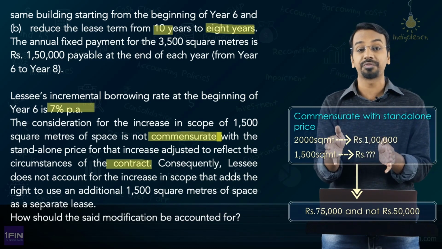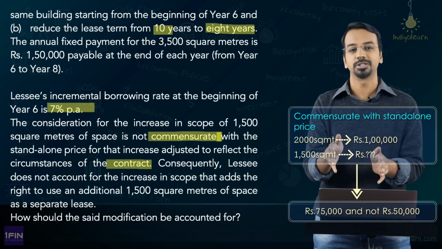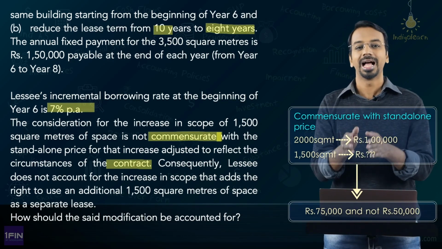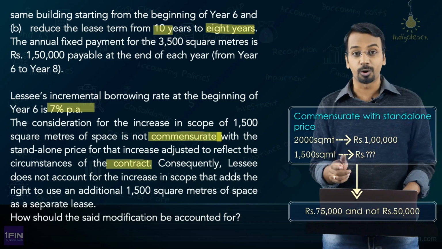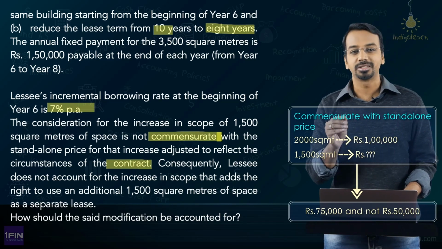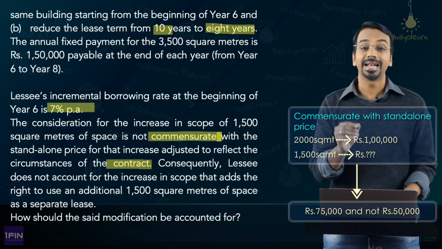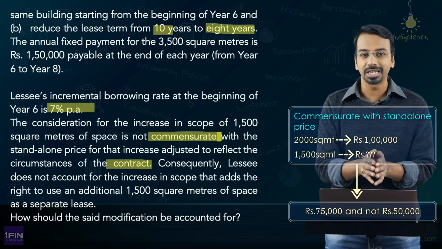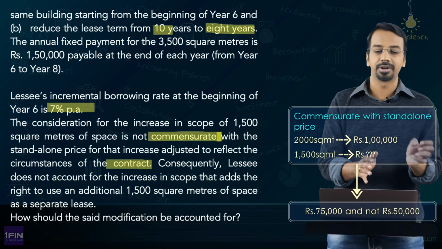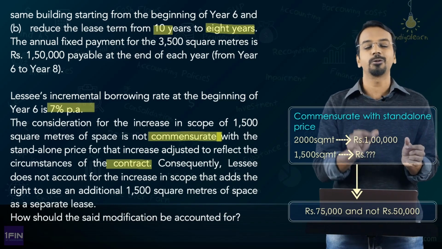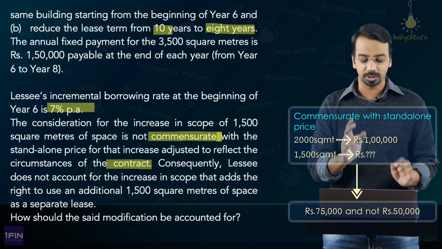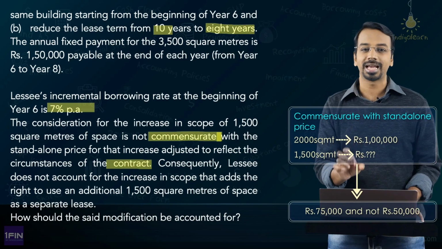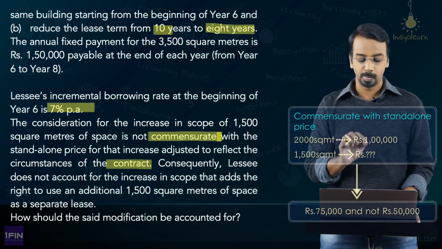Instead of charging an extra 75,000, the lessor is charging only an extra 50,000, which means the increase in scope will not be accounted for as a separate lease contract because the increase in consideration is not commensurate with the standalone price of the increased scope. See, the scope has increased from 2,000 to 3,500. For additional 1,500, 50,000 is not commensurate. That is what the question means. And that means we will not account for it as a separate lease. We will have to consider it as a modification of the existing lease.